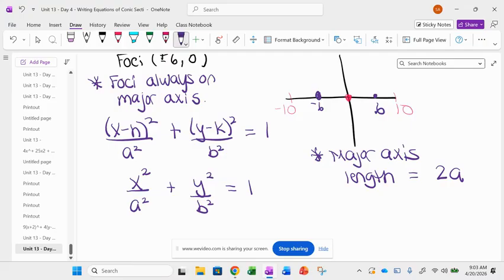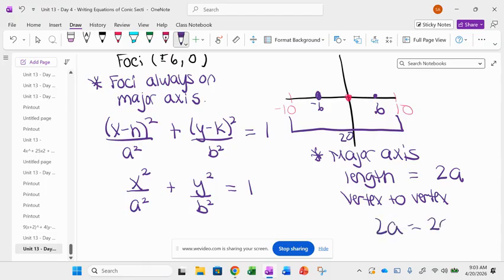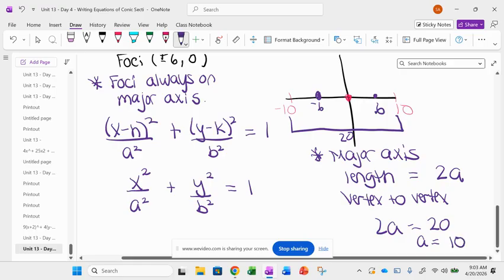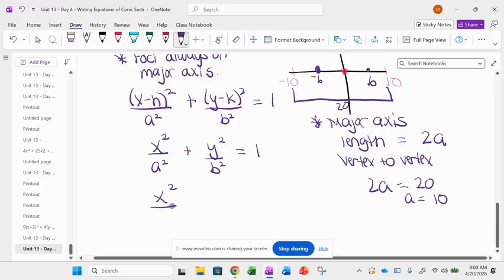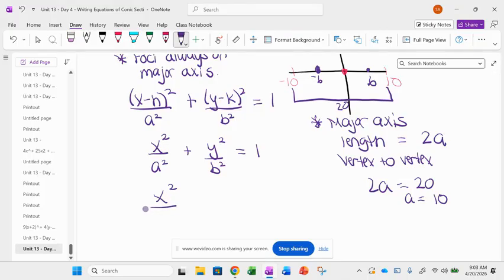Who remembers what the major axis is the distance from? Anybody remember? It's going to be vertex to vertex. So from negative 10 to the center 0, 0 is 10 units. And then from 0, 0 to 10, isn't that another 10 units for a total of 20 units? So we're going to say 2a is equal to 20. So a is equal to 10. So now we know it's x squared over, not 10, over what? Lily? 100, plus y squared over b squared equals 1.